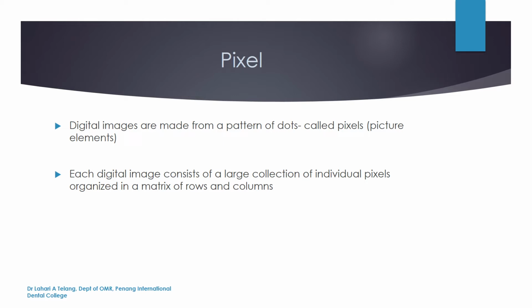At this point, I just want to introduce some terminology to you. Number one is pixel. Digital images are made from a pattern of dots called pixels, nothing but picture elements. Each digital image consists of a large collection of individual pixels organized in a matrix of rows and columns. So, when you put all of these tiny patterns of dots together, you get a large image.